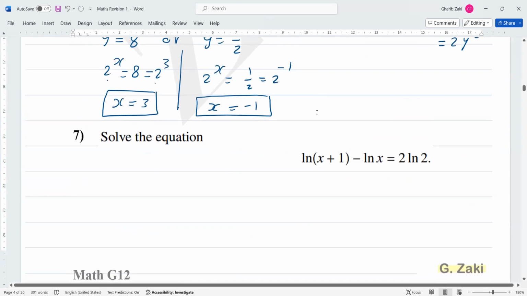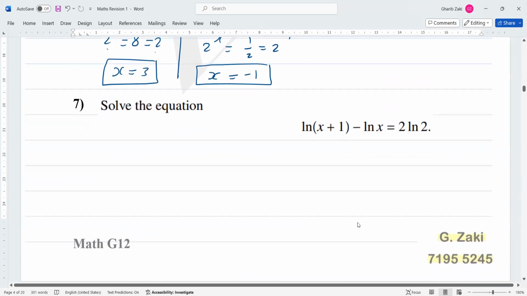Next question, solve the equation. Try, and I help you, but try first.